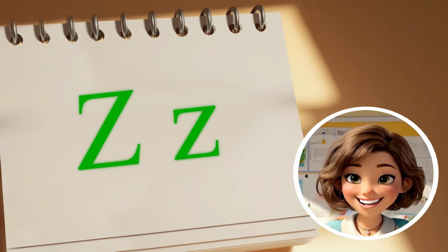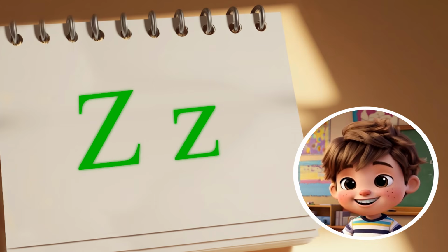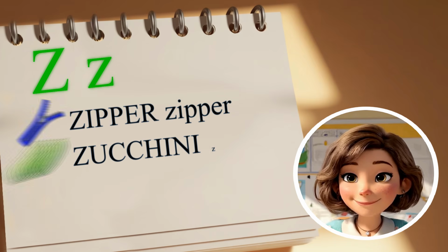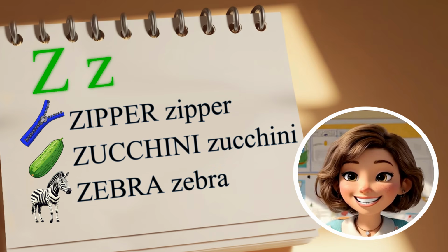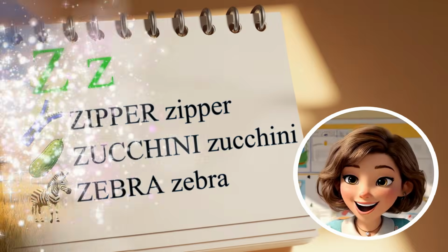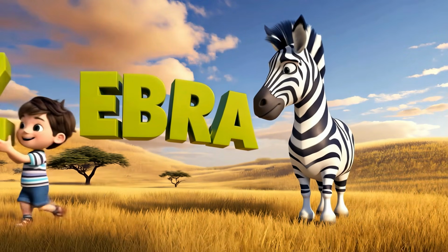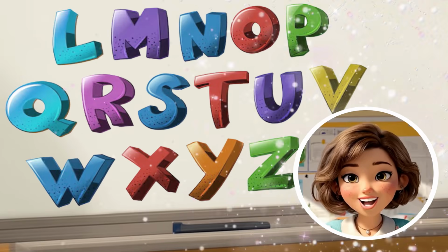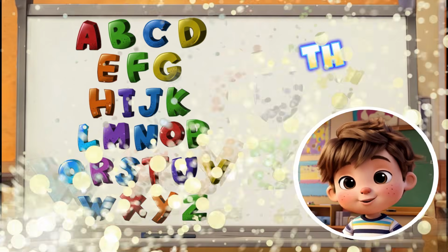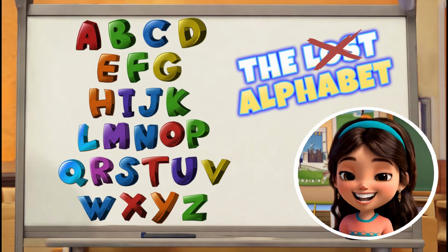Buddy, it's the final letter, Z. The last letter? Let's see what I can find. It's a bit challenging, but maybe you can find a zipper, a zucchini, or even a zebra. Got it. A zebra and the letter Z. Fantastic. You've completed the whole alphabet. Wow, we did it. All the letters are here.